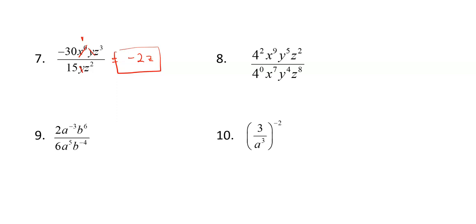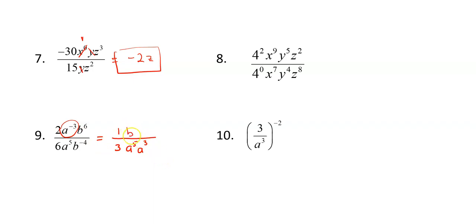All right, look at number 9. Number 9 has a's and b's. If it makes it a little bit easier, figure out where those a's and b's want to go first. Well, first of all, 2 over 6 is the same thing as 1 over 3. So let's get rid of that. For the a's, I've already got 5 a's on the bottom. These want to move to the bottom as well. When they move to the bottom, they become positive.